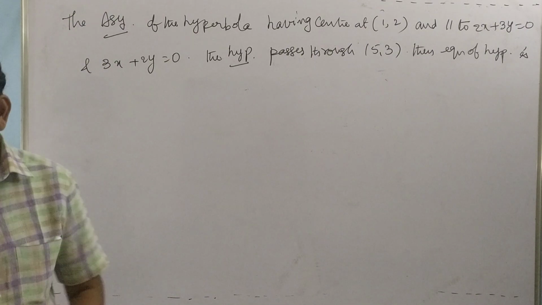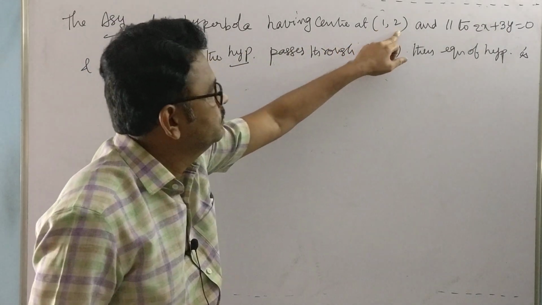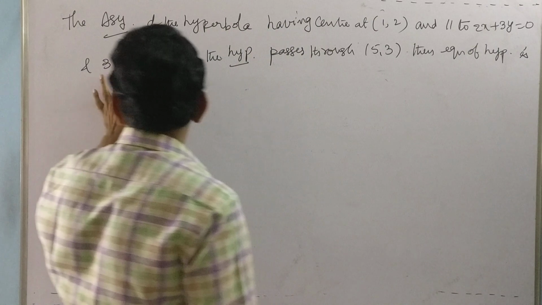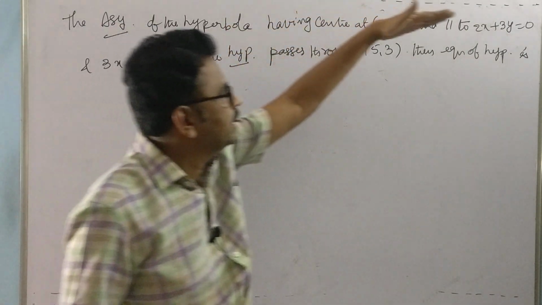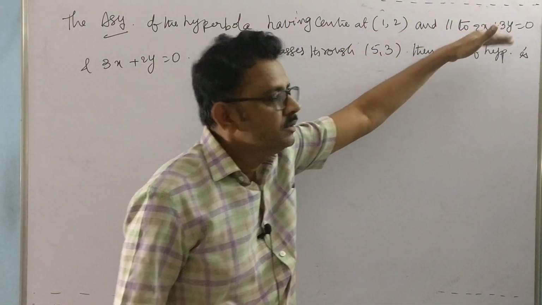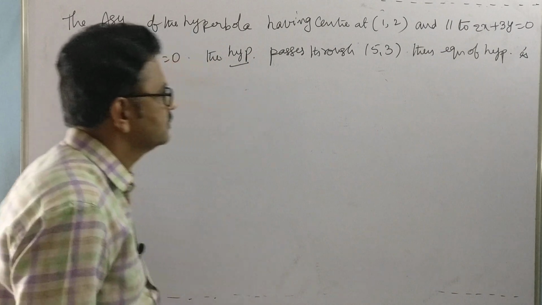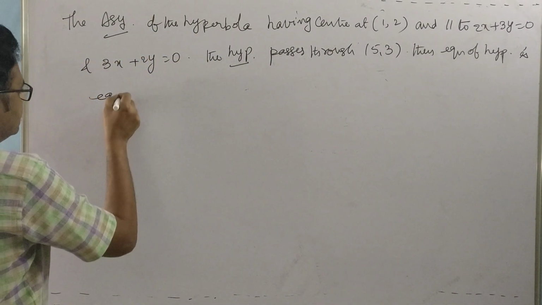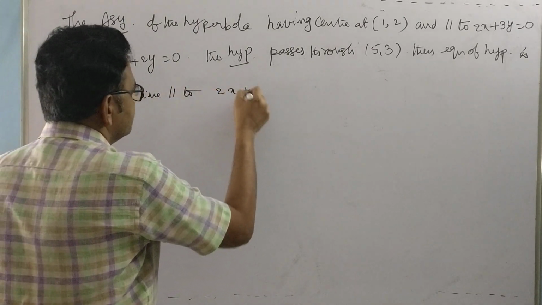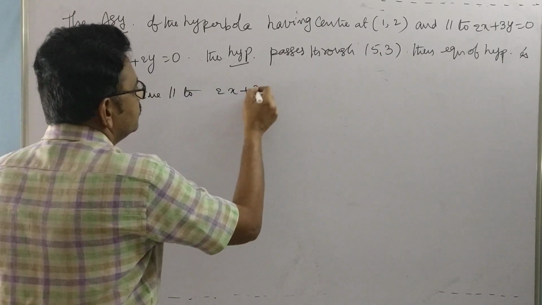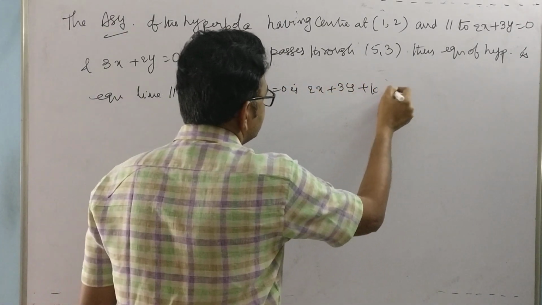The asymptotes of the hyperbola having center at (1, 2) and parallel to these. Asymptotes of the hyperbola are given, that means what? Asymptotes are parallel to these lines. So these are not the asymptotes, the asymptotes are parallel to these lines. So the equation of a line parallel to 2x plus 3y equal to 0 is 2x plus 3y plus k equal to 0.